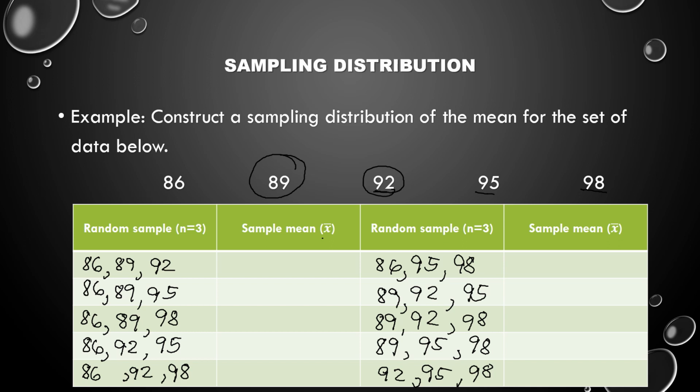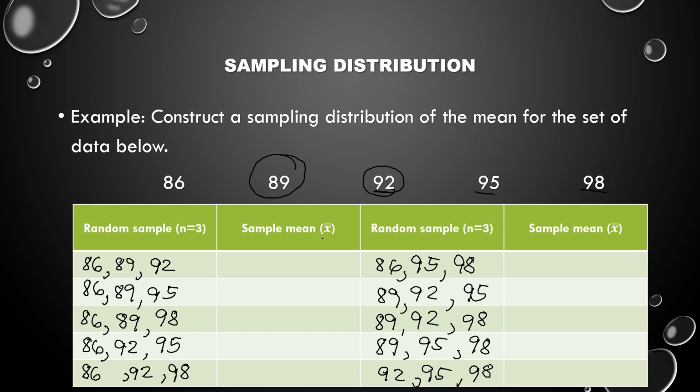This is now the average of your sample values. So let's say the first combination, we have 86, 89, and 92. Once you want to get your sample mean, you just have to get the average, literally, meaning you add all 3 numbers and divide that by 3. So that's how you get your sample mean.